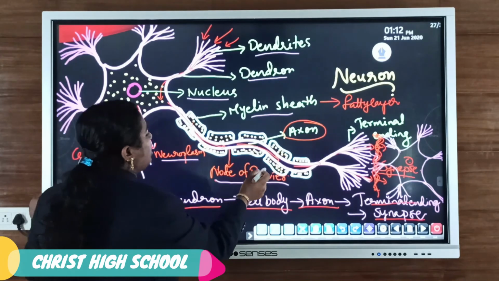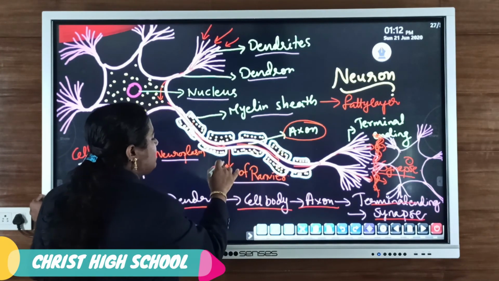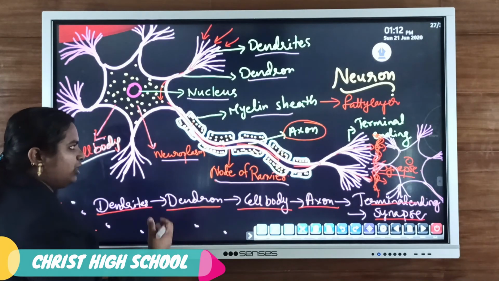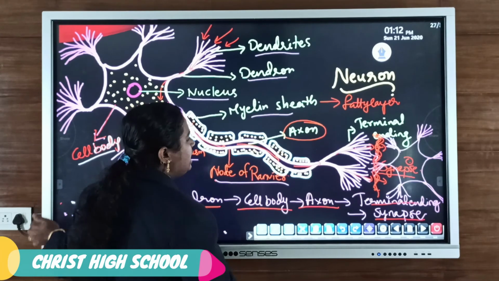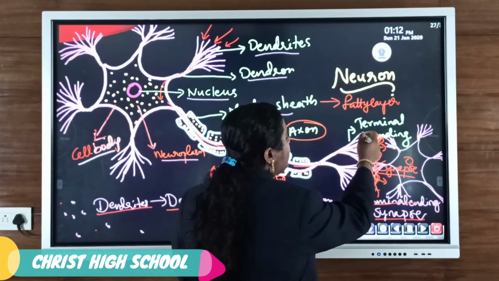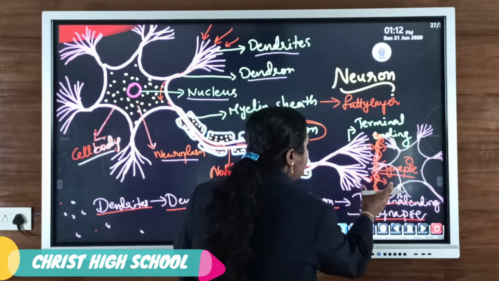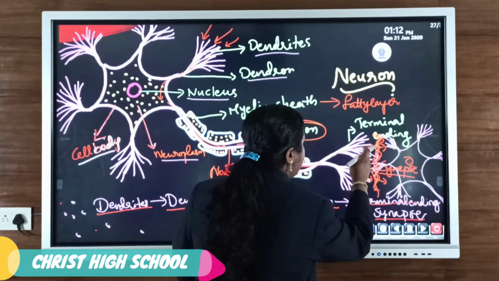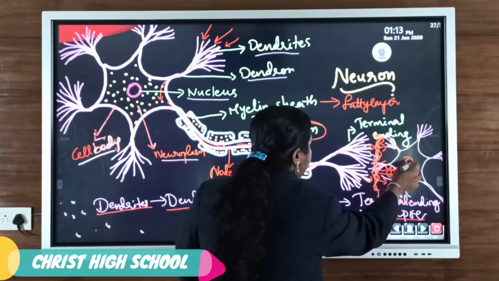And the node of Ranvier is the small gap present at particular intervals of the myelin sheath. The terminal ending is the end region of the axon, the terminal branching, and the functional junction between the terminal ending of one neuron and the dendrite of another neuron, that gap, is known as the synapse.